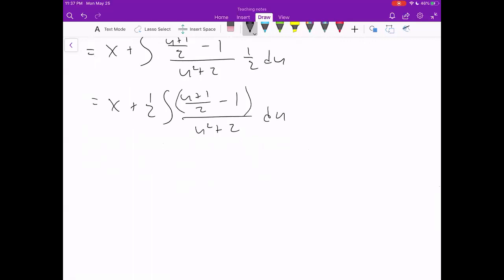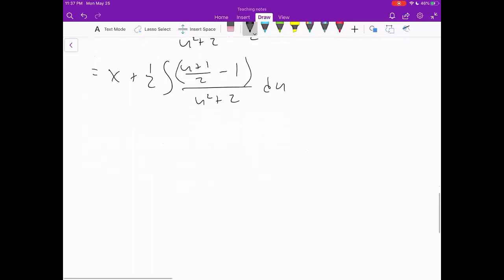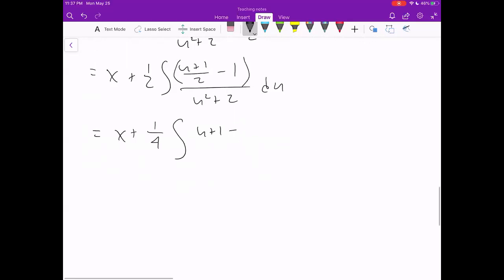And now in this numerator here, I'm also going to pull out that 1/2. This is why I have a 1/4 here. If I pull a 1/2 out of there, the first term is just u plus 1. If I pull a 1/2 out of 1, that leaves me with 2, because I have to multiply 2 by 1/2 to get 1. This is divided by u squared plus 2.